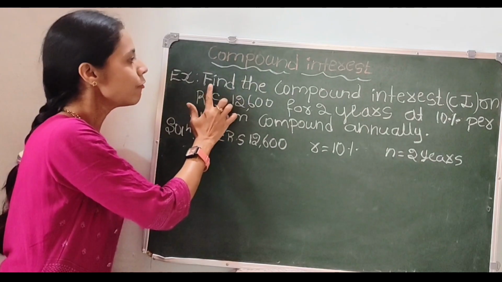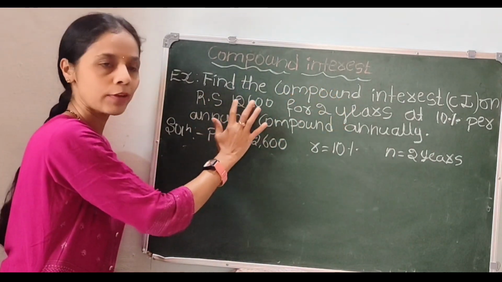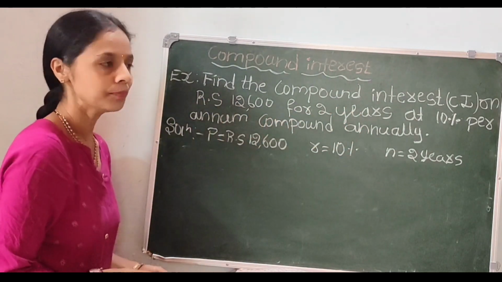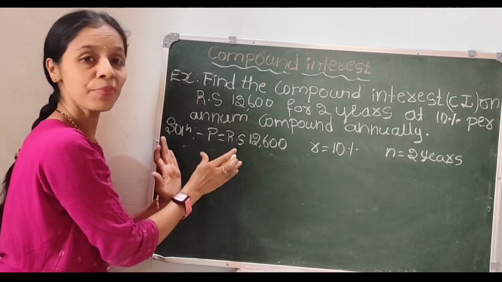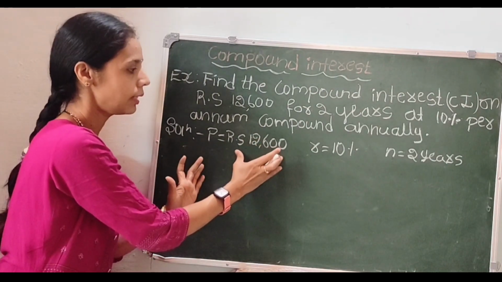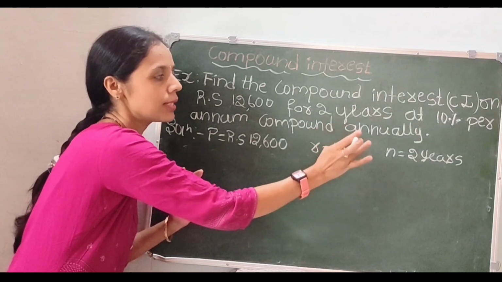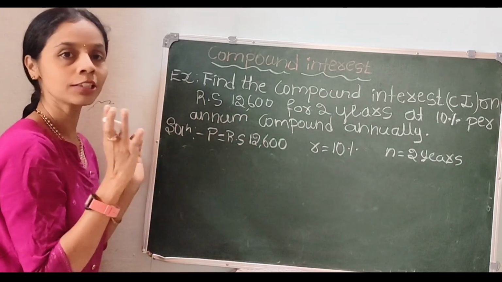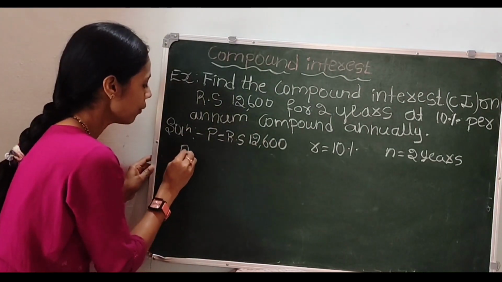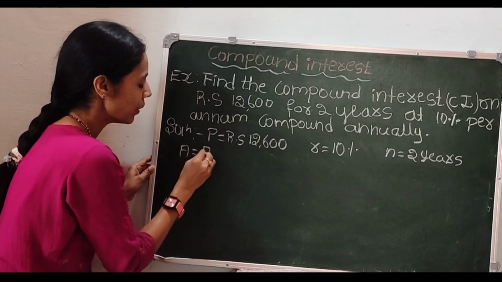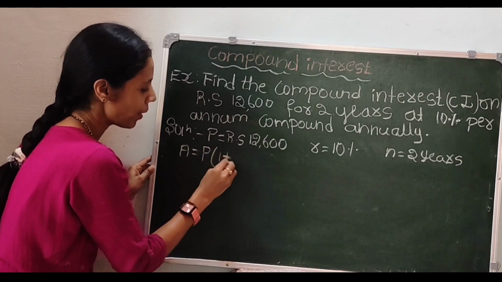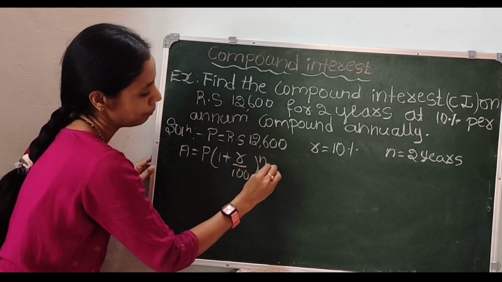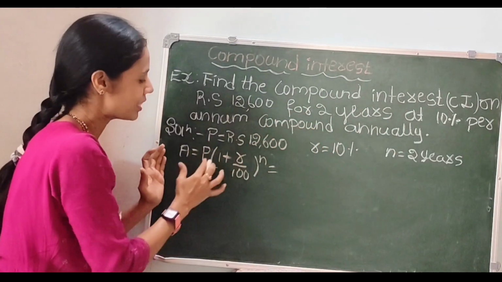Consider an example. Find the compound interest on Rs 12,600 for 2 years at 10% per annum compounded annually. Consider this question. Principal amount is Rs 12,600, rate of percentage is 10% and number of conversion periods is 2 years. Okay. First we find out the value of A. The formula for finding value of A is P into 1 plus R divided by 100 whole to the power of N. Put the values in this formula.